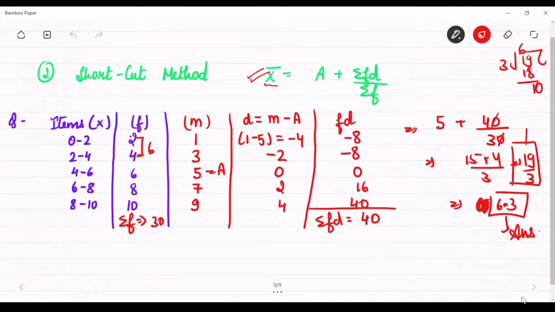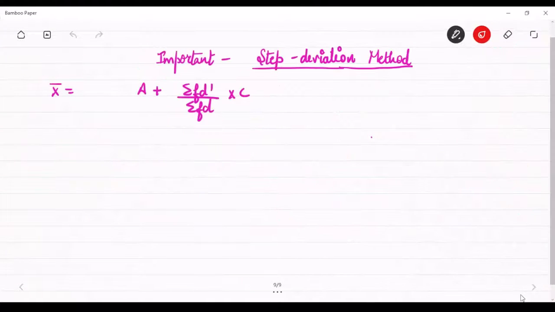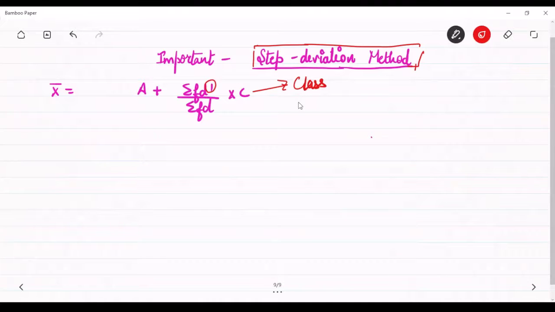I hope guys this method is also clear to you. Now the last one is the most important, in which we need to calculate step deviation. I am taking this separately for you because this method is an important one. So the formula under the step deviation method is A plus sigma F D dash upon sigma F, into C, and here C is the class size. Or we can say class difference, or we can say the common factor. Class size, common factor, you can say anything.